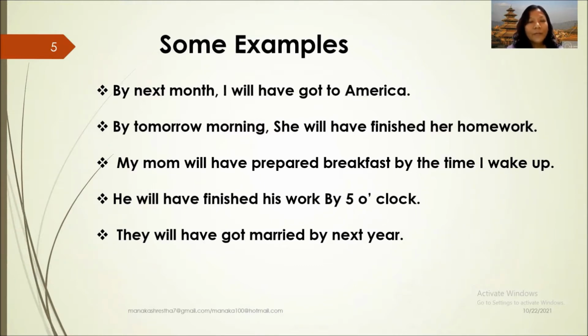By next month, I will have got to America. By tomorrow morning, she will have finished her homework. My mom will have prepared breakfast by the time I wake up. He will have finished his work by 5 o'clock. They will have got married by next year. These are examples of the future perfect tense. So you can make lots of sentences using this structure.